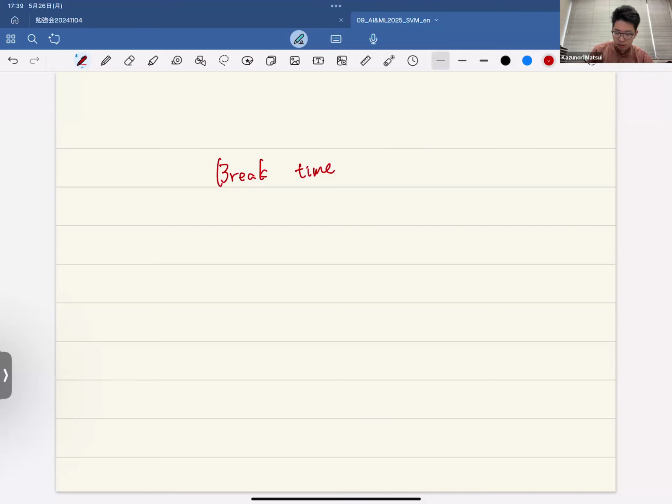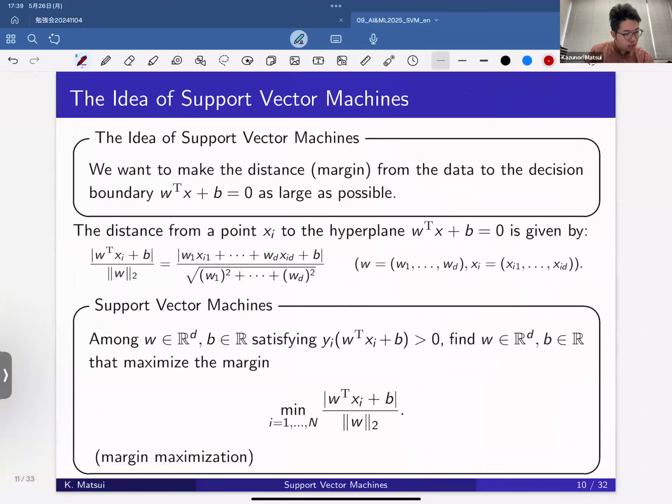Okay, let's restart. To write it specifically, the idea of support vector machine is to make the distance from data to the decision boundary as large as possible. This distance from the data to the decision boundary is called the margin.